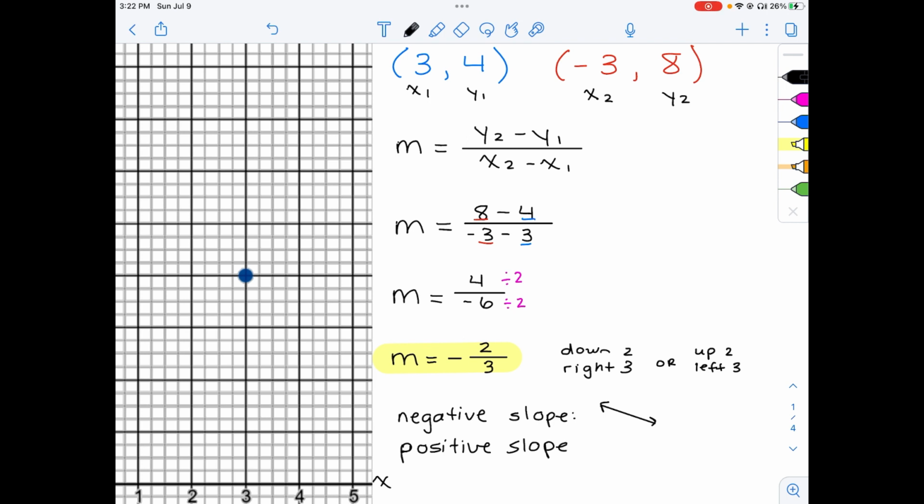So it would look something like this, going up to the right. Okay, so if you see a negative anywhere in your slope, you know it's going to be going down, and if you see no negatives, if it's just a positive slope, then your line's going to be increasing. Okay, so that's how we determine the slope algebraically.